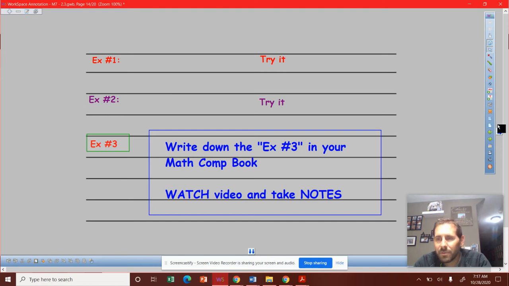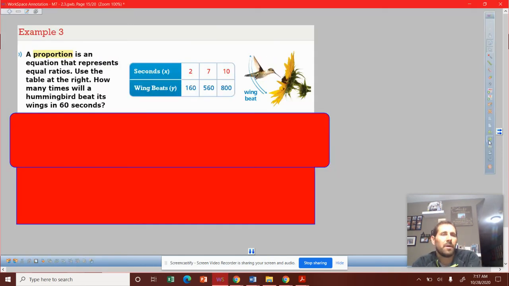This is our last example for the day. A proportion is an equation that represents equal ratios. Use the table at the right. How many times will a hummingbird beat its wings in 60 seconds?